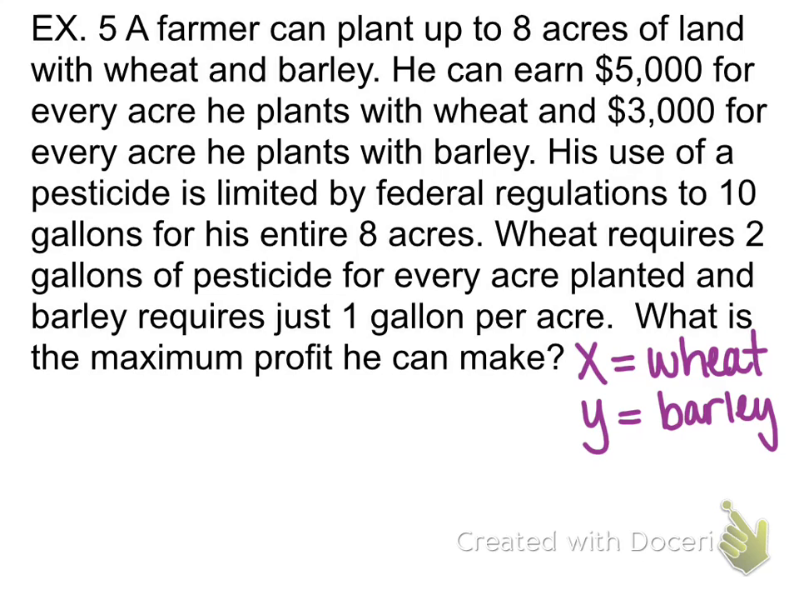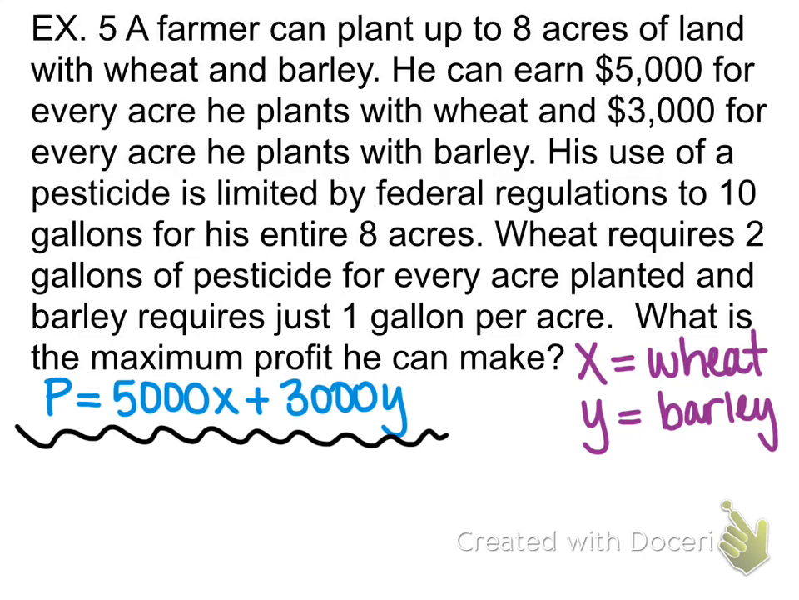So for profit, we don't know what his profit's going to be, but he told us how much he can earn for each different type that he plants. So we're going to say that profit equals 5,000x plus 3,000y. And we don't know what the profit is. That's in the end what we're trying to find out. Okay, then it gave us a little bit more information. We know that he can plant 8 acres of land. Okay, and it tells us information about the pesticides and how much pesticides are required for each one.